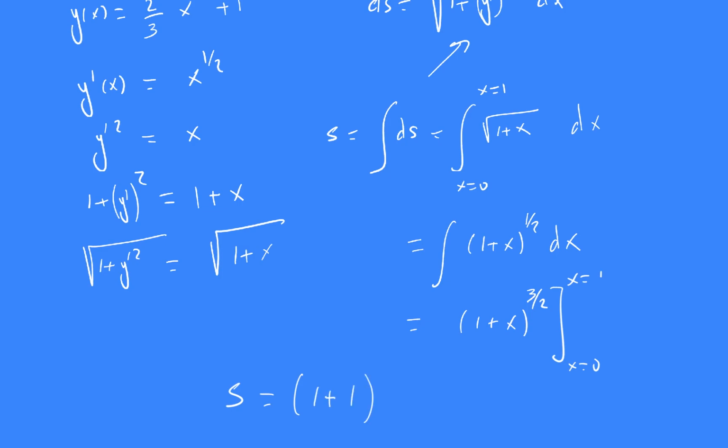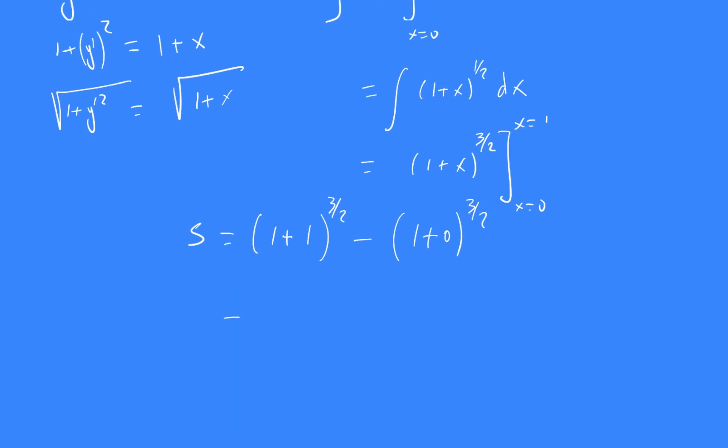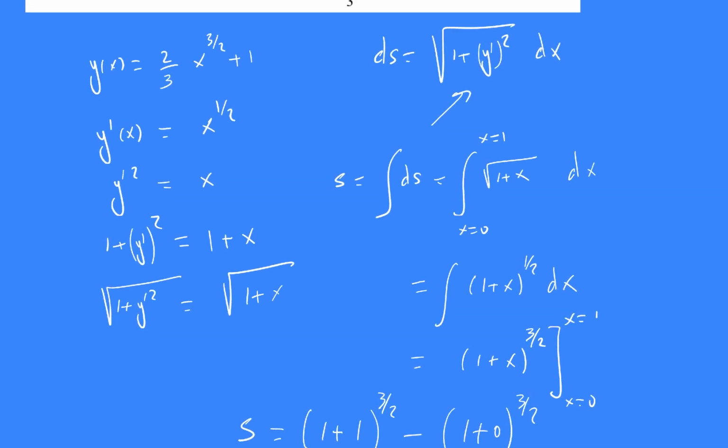(1 plus 1) to the 3/2 minus (1 plus 0) to the 3/2. And it will be 2 to the 3/2 minus 1 to the 3/2, which is 1. It will be the square root of 8, or the square root of 2 raised to the power 3, minus 1, or the square root of 8 minus 1. Let me see if I forgot something.